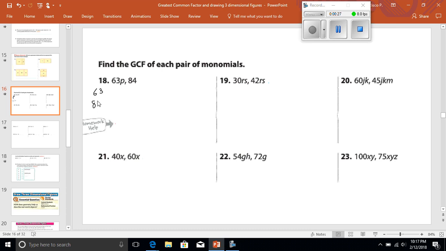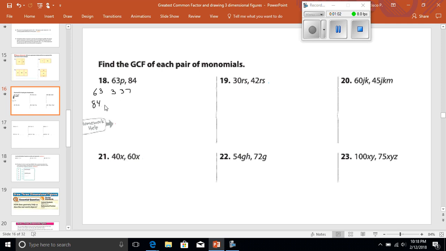If I take 63, I know that it's divisible by 3 for sure, because 3 and 21, right? If it's divided by 3, that'd be 21. And if I was to divide 21 by 3, that would be 7. And I believe that's it. 7 times 3 is 21, times 3 would be 63.